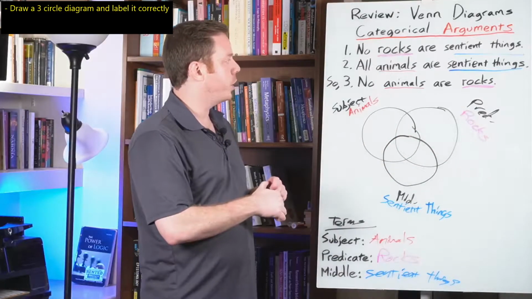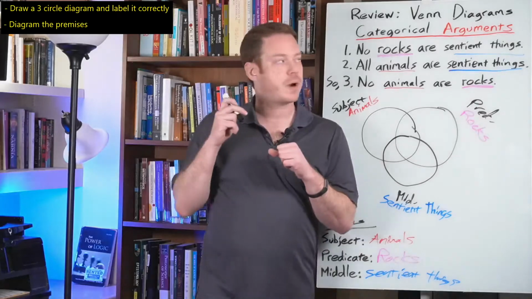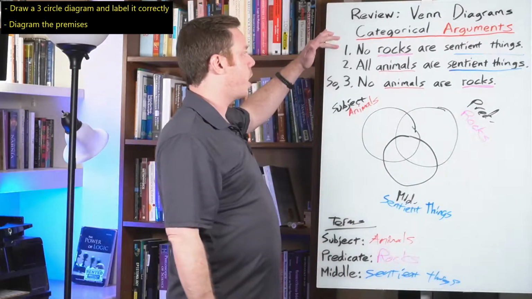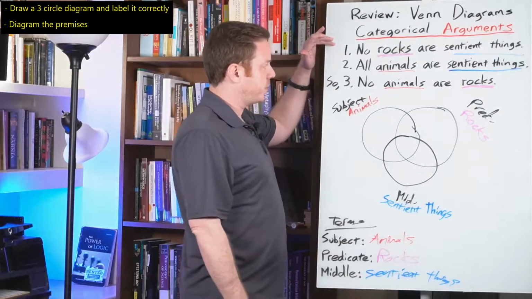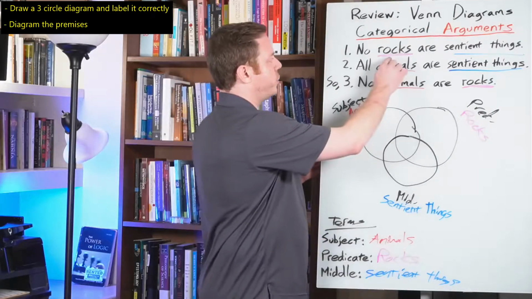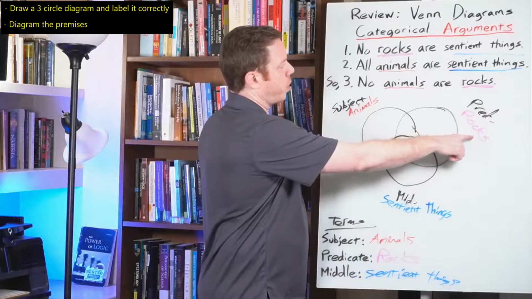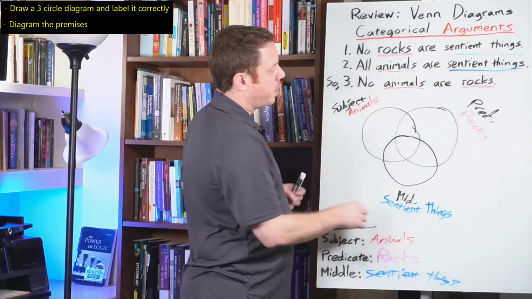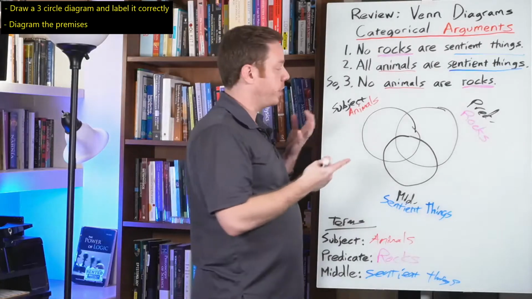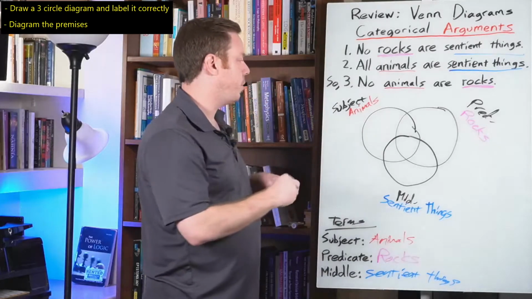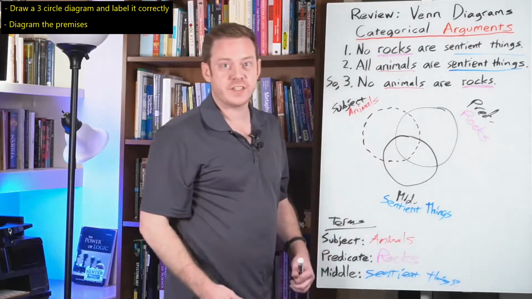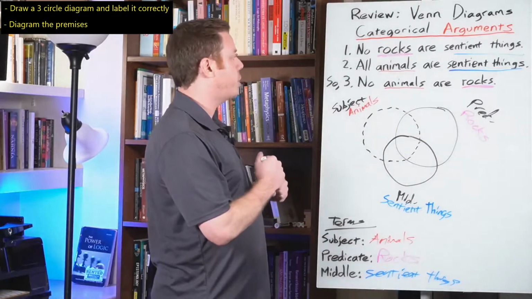The next thing we're going to do is diagram our premises. So our first premise: no rocks are sentient things. For that, we're going to just be looking at the circles rocks and sentient things. So that means for now we're going to ignore the other circle about animals. So let's do that. All right, successfully ignored.